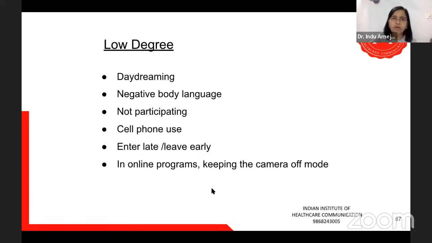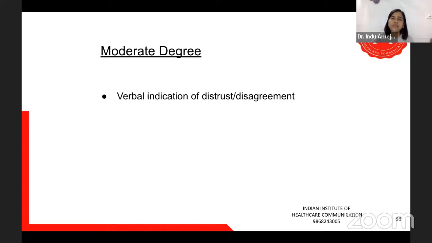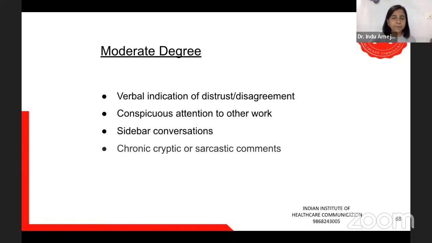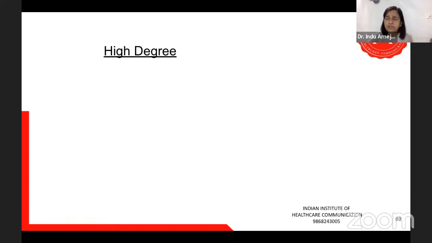So this is still called a low degree of disruption. The moderate degree will be where they will verbally try to show distrust or disagreement. They will interrupt you. They will have conspicuous attention to other work. You can make out they will open their laptop and they're working on it. Especially if they are your colleague or senior to you, you will not be able to directly ask them to put the laptop away. To your junior, maybe you can say, they will never do that. But usually your colleague of same age or same position or your higher-up, there's a possibility that they may do something. Or there will be people who will do sidebar conversation. Person sitting left or right to them, they will start talking to them. Or they will constantly be passing some sarcastic comments, which you can make out are not in good taste, but you cannot exactly know the words, but you know that they are doing something fishy.